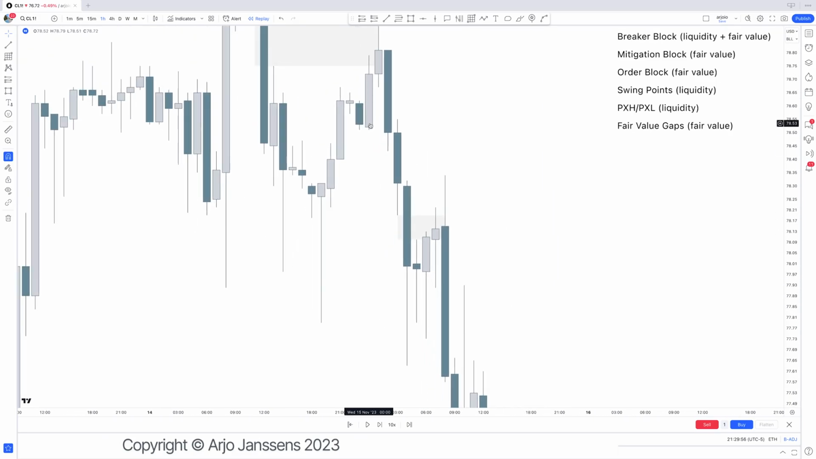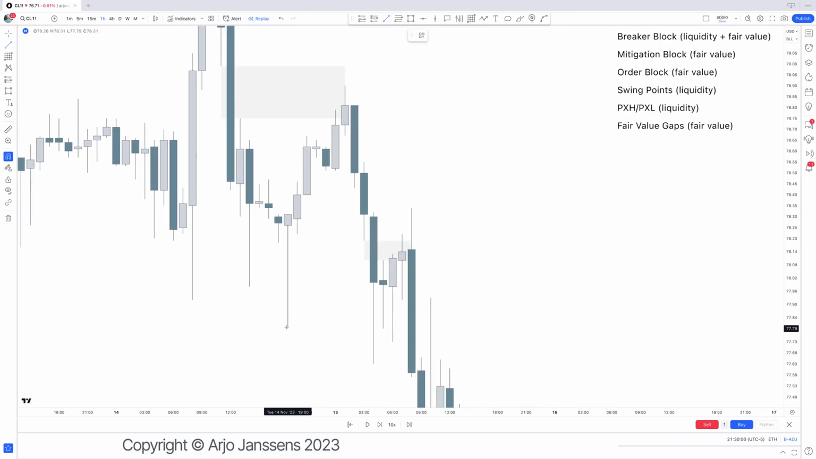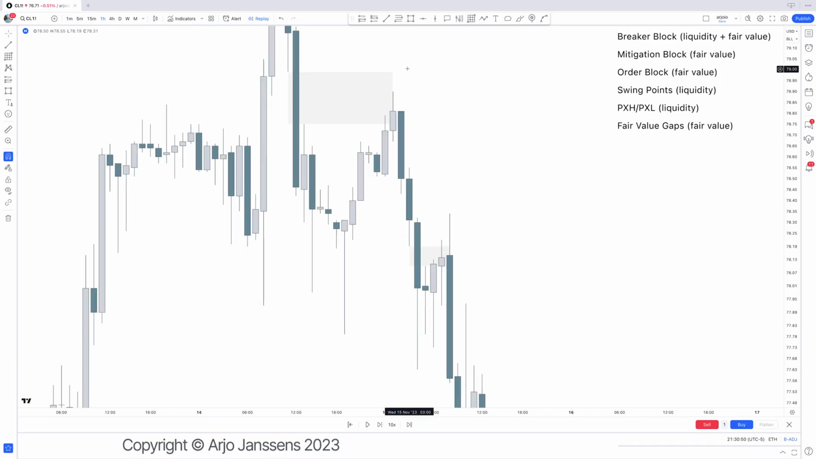If we take it a step back and we go to the mitigation block, then we can also see this low. Is that overlapping with a fair value gap? No. So this area is where price will refer to, because this area, you could see it as, is already mitigated. So that body of the candle is what you would want to use in that situation right there.